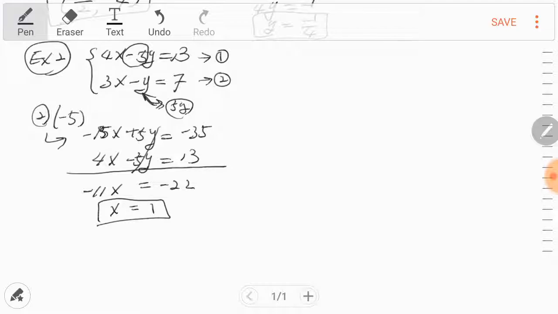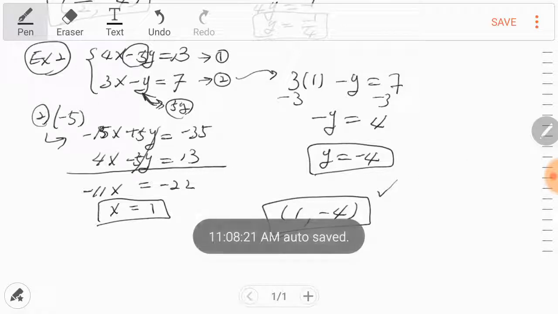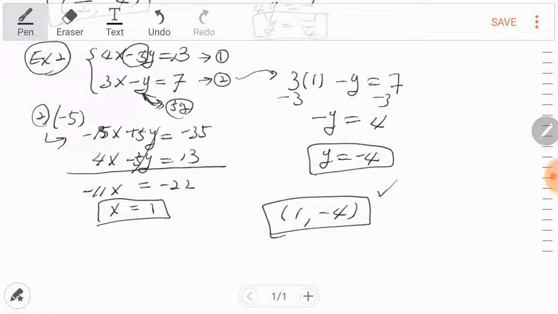Okay, then let's find the y value. We can use either equation 1 or 2. The second equation is better. So 3 times 1 minus y is equal to 7. Then negative y is equal to 7 minus 3, which is 4, so y equals negative 4. So we found the y value. Then the solution is x equals 1, y equals negative 4. So this is the solution. When we use the elimination method, check the coefficients of x or y, and then determine which variable to eliminate.